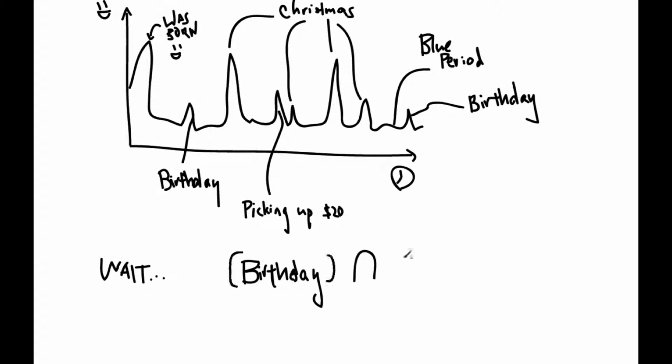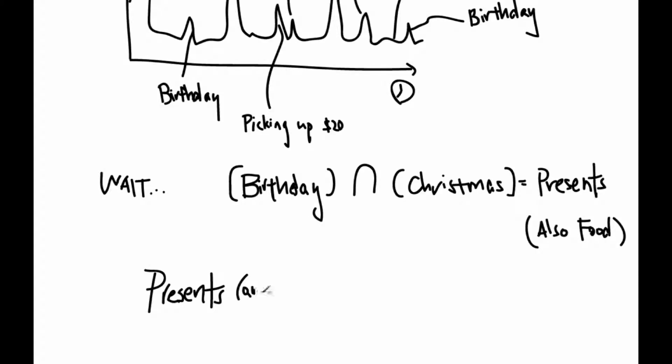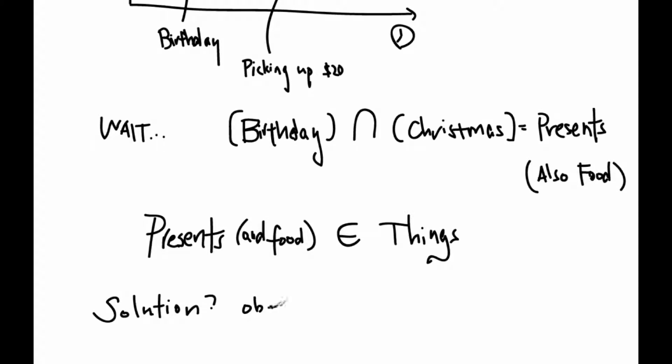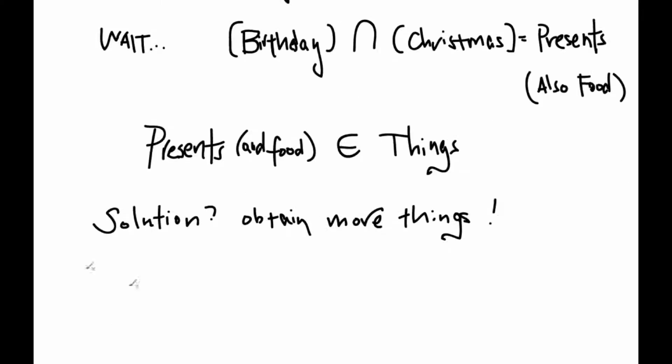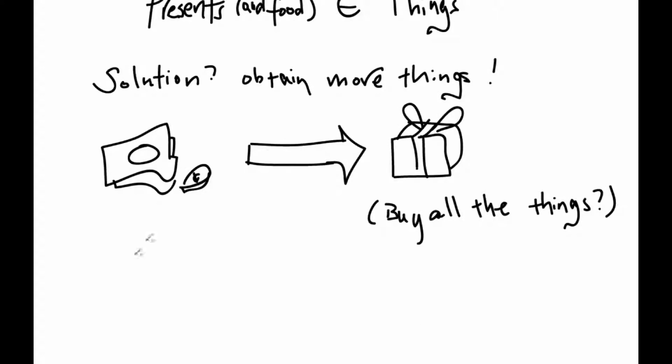But you're like, wait, the things that relate to birthday and the things that relate to Christmas, if I take the intersect of those sets, I get presents and also food. And you know what those things are? Those are subsets of things. So, you know what the solution might be? Just obtain more things. So you got a bunch of money lying around, and you're like, I'm just gonna convert all those to things and maybe wrap them up a bit because that's cool.